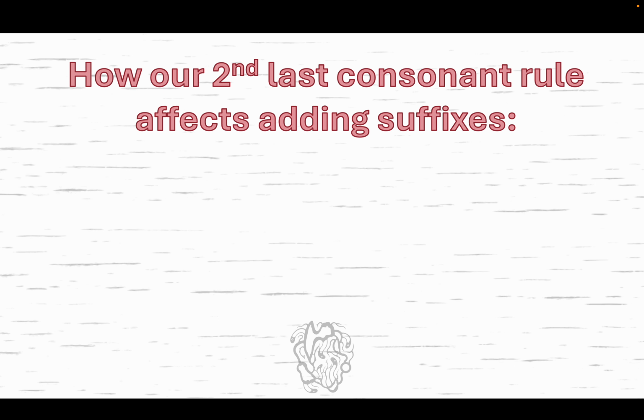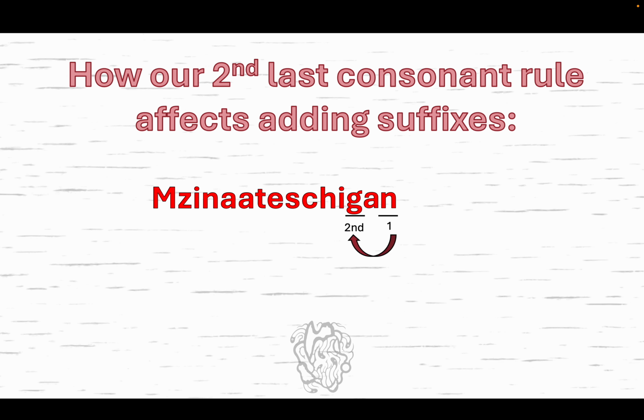How our second last consonant rule affects adding suffixes. So we have the word mzinateschigan from earlier. We are going to count to the second last consonant sound. The last consonant is an N sound. The second last is a G sound. We look on either side of the G for the vowel sounds. We have a vowel sound in front of it and a short vowel after it. This is where we de-stress the short vowel sound before adding our plural suffix, before adding a suffix that starts with a vowel sound.